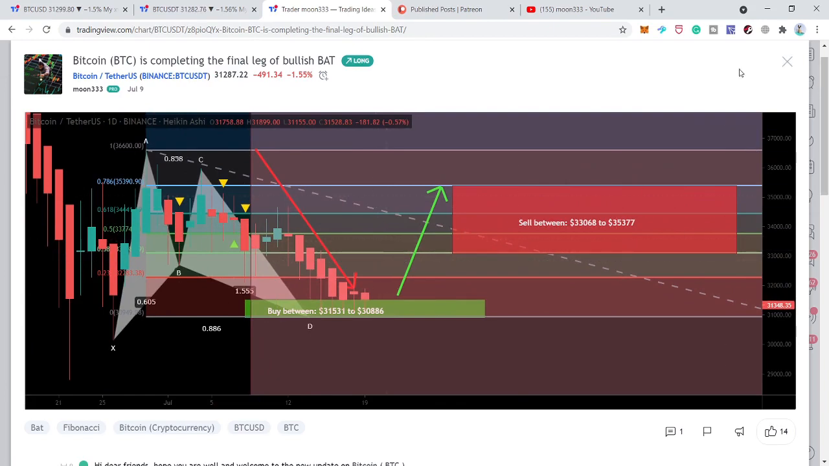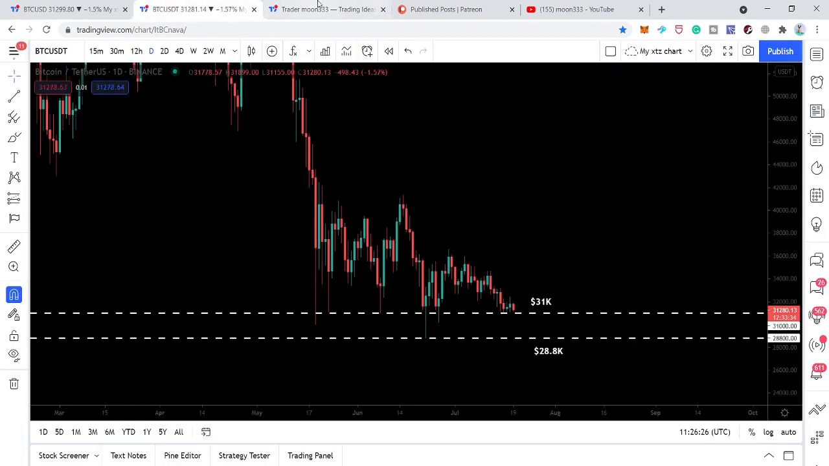At the same time, we are also having very good support on the daily time frame chart in this support zone that starts from $31,000 and goes up to $28,800. And we do not have even a closing on the daily time frame below $31,000, even though we have long spikes down to $28,800. But the price action is not closing below this.